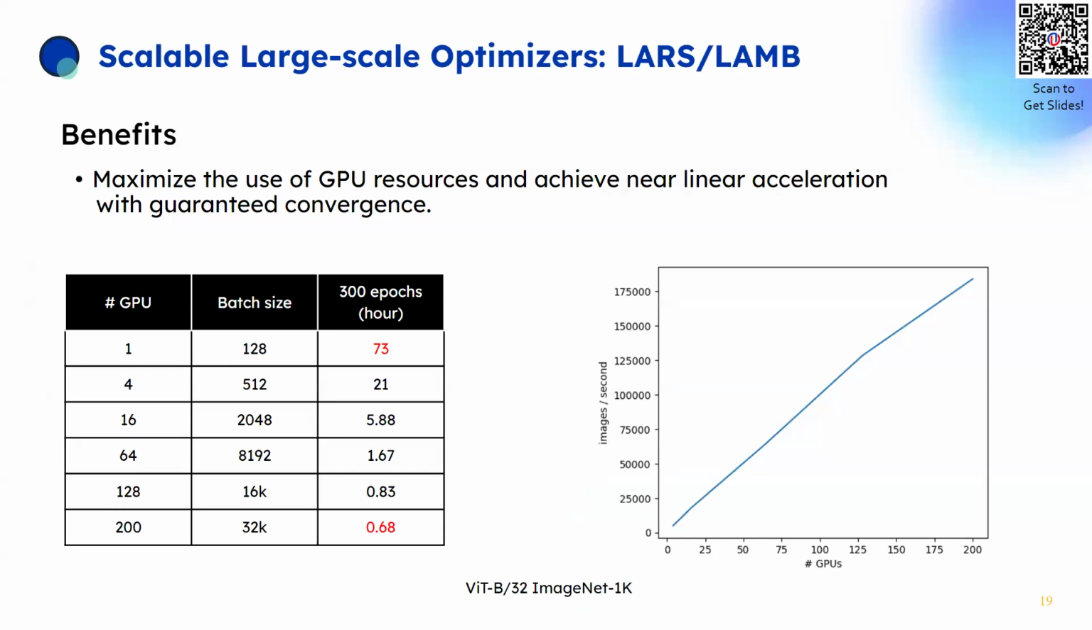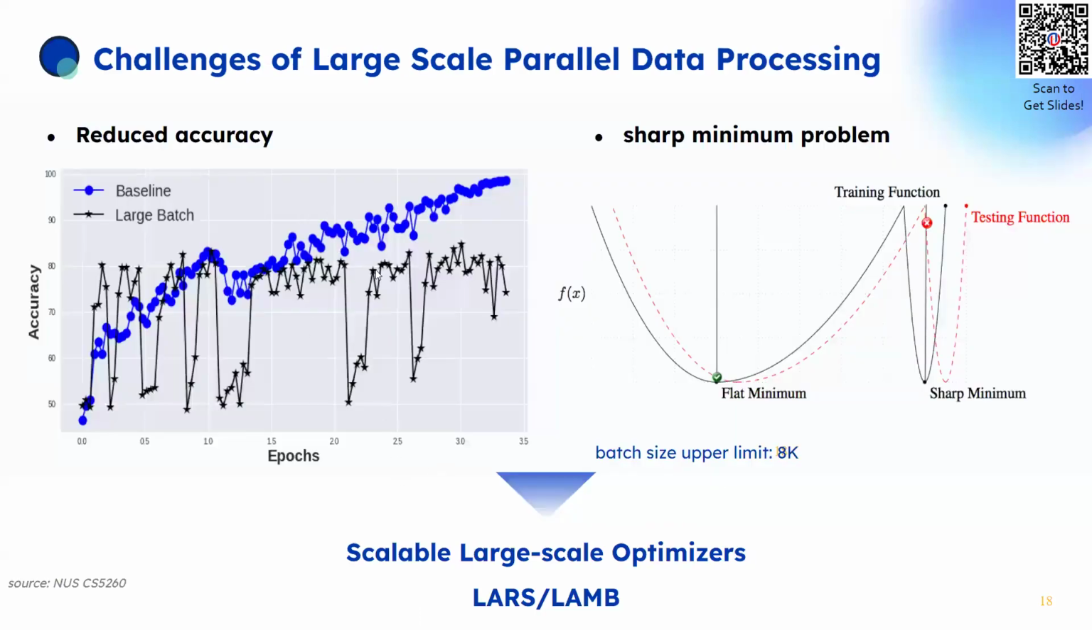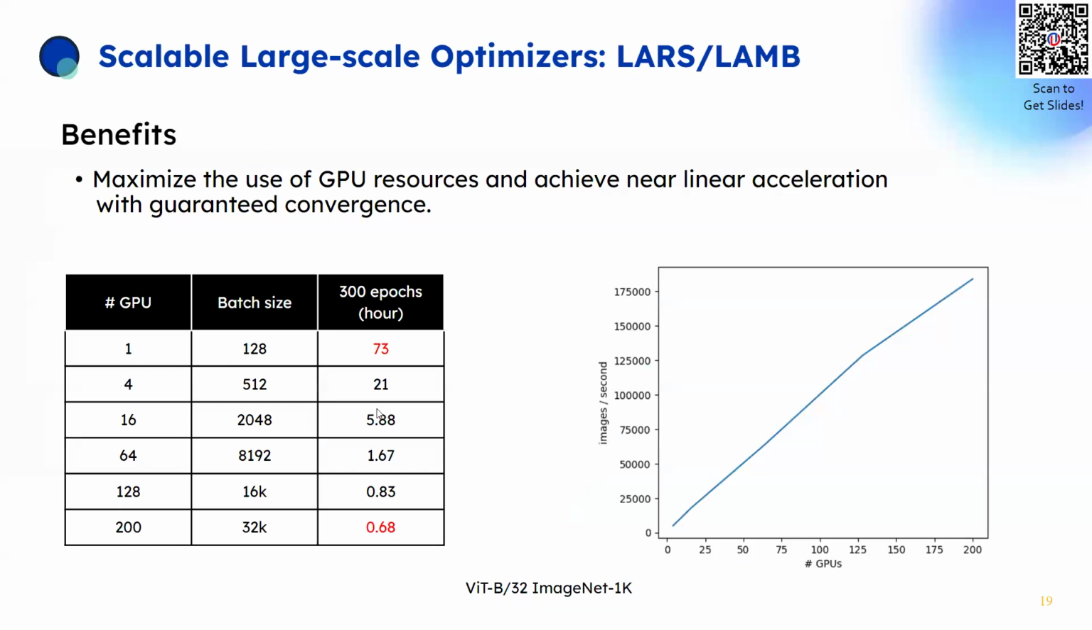Here, let me show you, assuming we can get the same accuracy, assume these lines get the same accuracy, now let me show you the performance. You see, we increase the number of GPUs and we also increase the batch size. We can reduce the ViT transformer training time from 73 hours to roughly 14 minutes. So you see, we almost get a very perfect scaling.